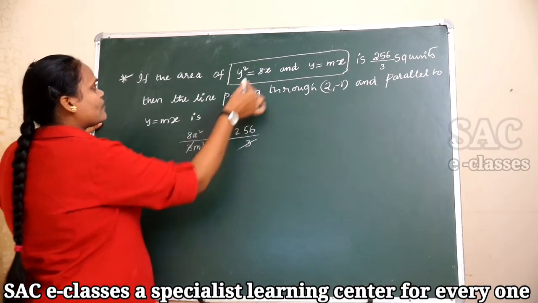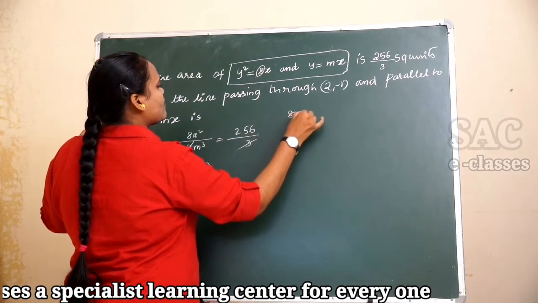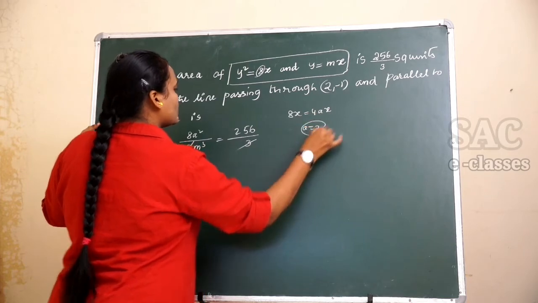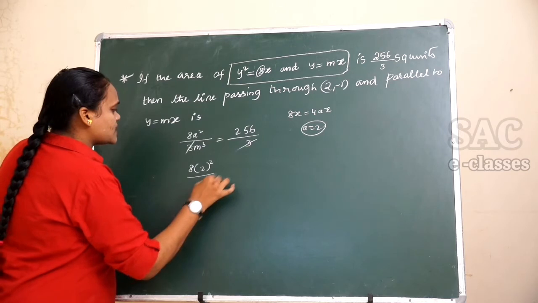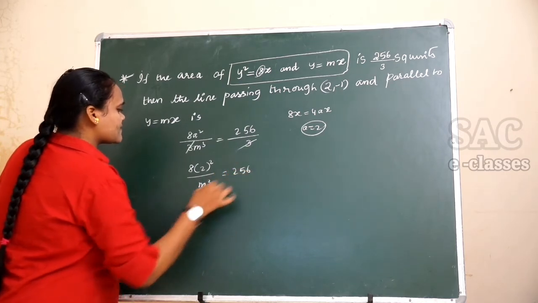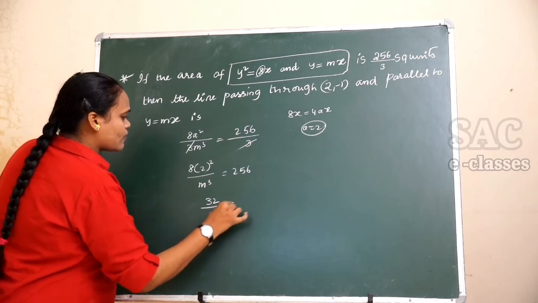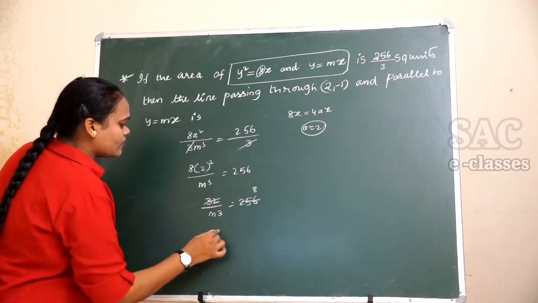What is a² here? First of all, find a. 8x = 4ax, so the a value is 2. 8 into 2² by m³ is equal to 256. Then 32 by m³ is equal to 256, which is 1 time and 8 times.